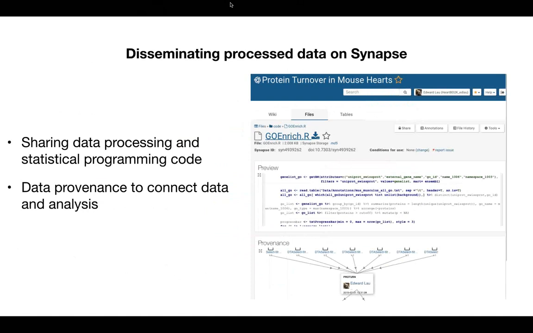Synapse also allows you to share data processing or statistical programming code, and maybe some R scripts, so that if you have a graph that shows, well, I did this analysis and I got this conclusion out of the data, the people who are interested in how you arrived at that conclusion can have all the information to either verify your claims or iterate your analysis to look at it from different angles.